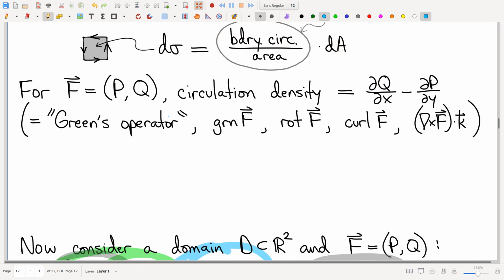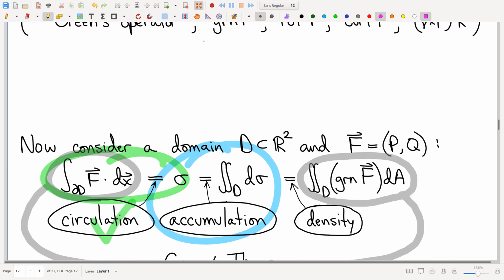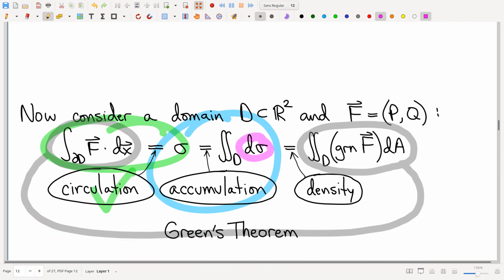Our density statement is that a little piece of circulation is circulation density times area. And notice that's all I've got here. A little piece of circulation is circulation density times area. Right? So I'm using the idea that that is a density to rewrite d sigma as dA.